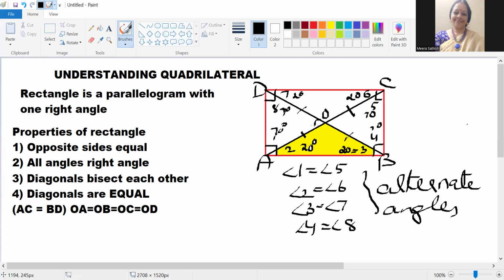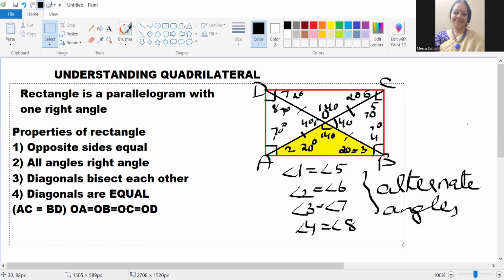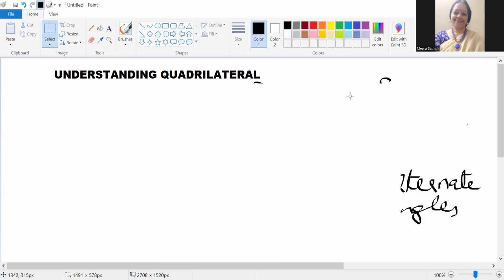And if you want, you can find this also. See here, what will be this angle then? 20 plus 20, 40. 180 minus 40, 140. When this is 140, then this will be 40, because of linear pair. Then vertically opposite angle. See, all angles we are getting here. If you know only one angle, all other angles you can find out very easily. Clear?